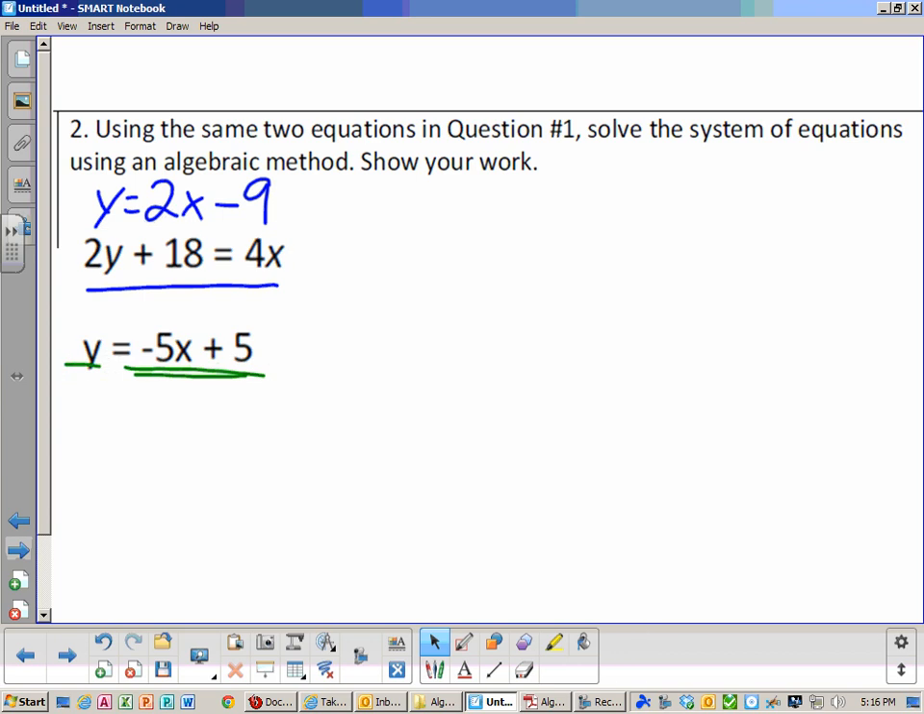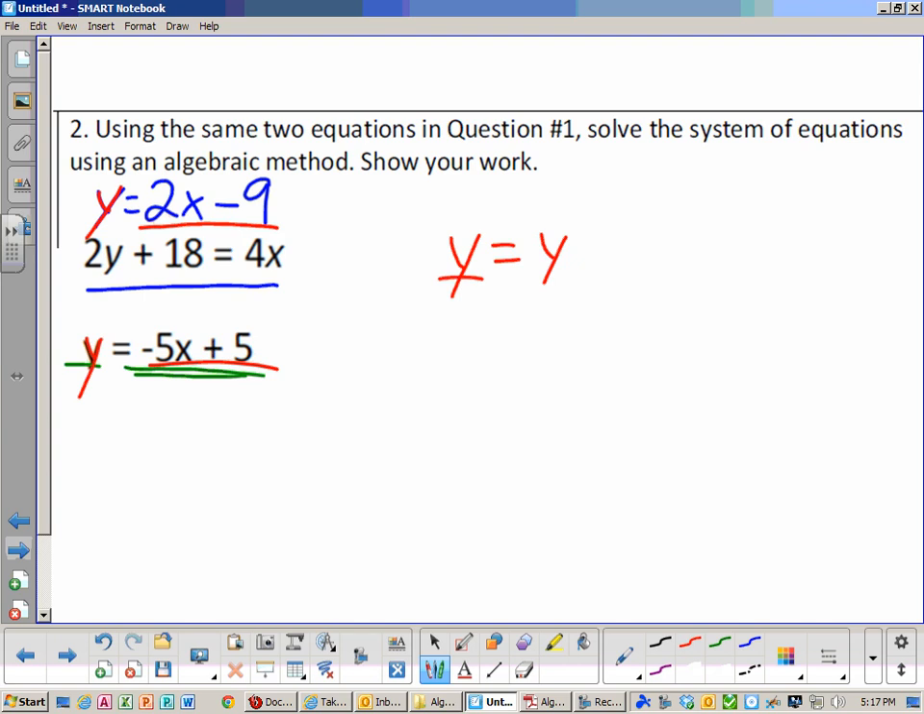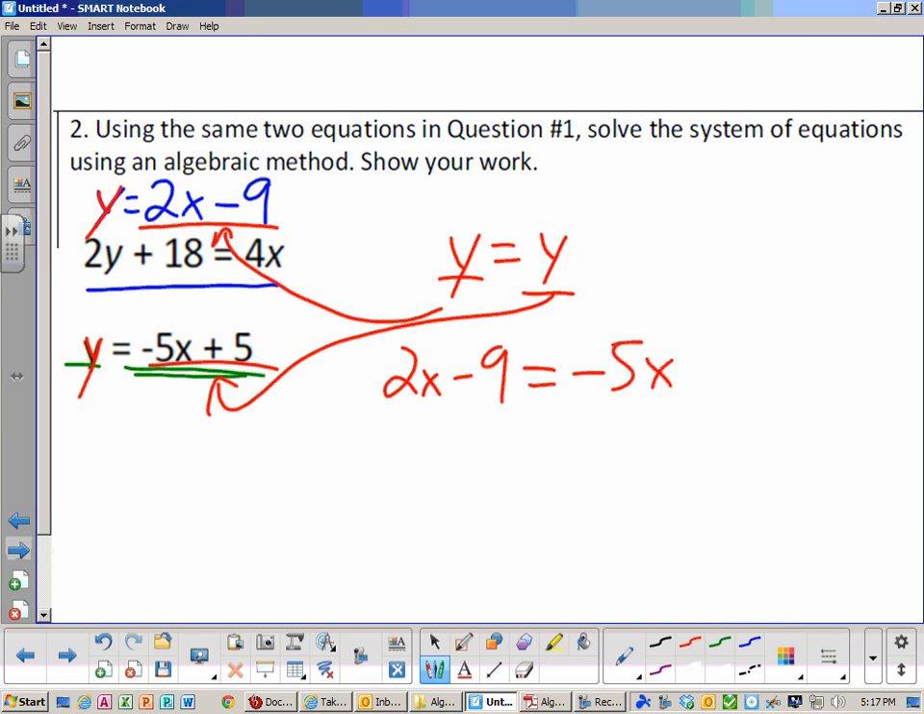Okay. Now that you have it, notice that this and this, they both are saying y. It's like saying y equals y. Except this time I'm going to replace this y with this guy right here. Right? I'm going to say 2x minus 9. And on the other y, I'll write the other equation, -5x plus 5. See that? And now I just solve for x.